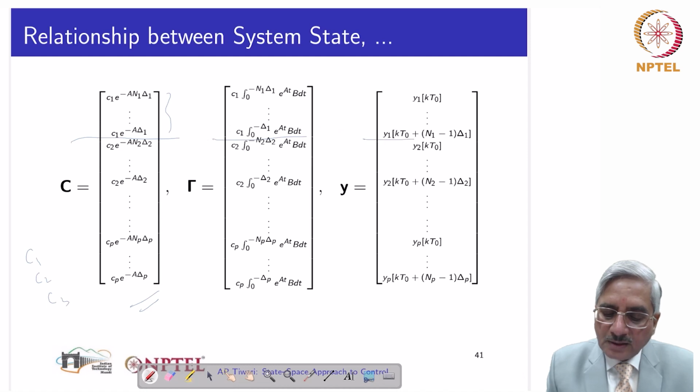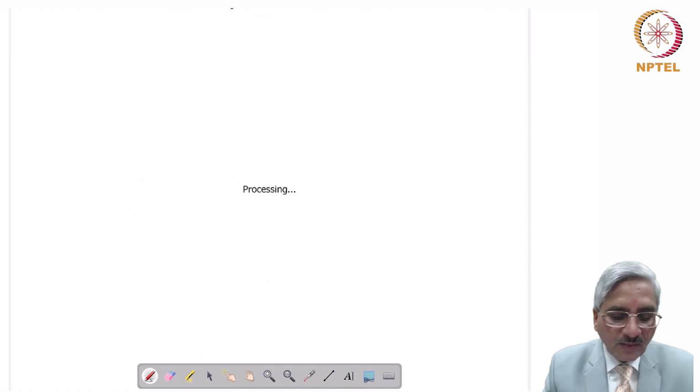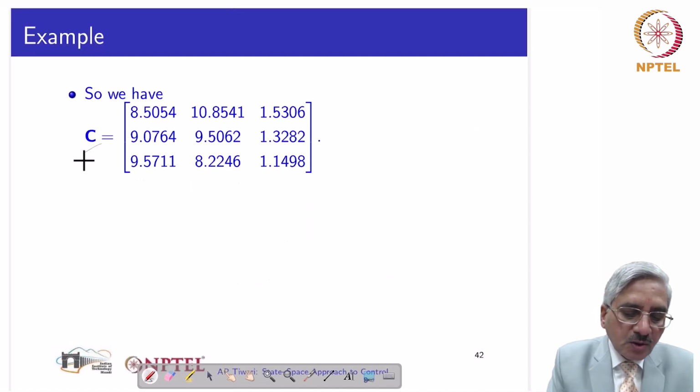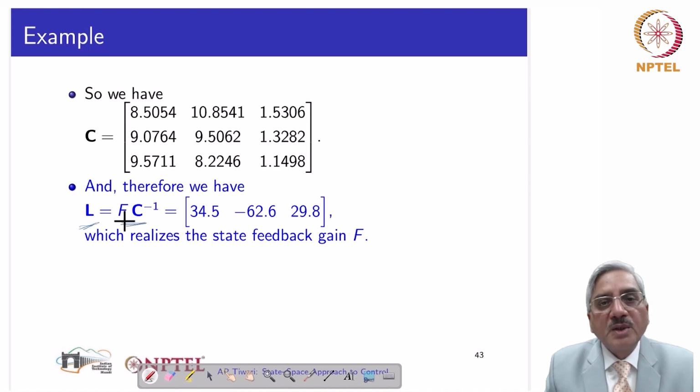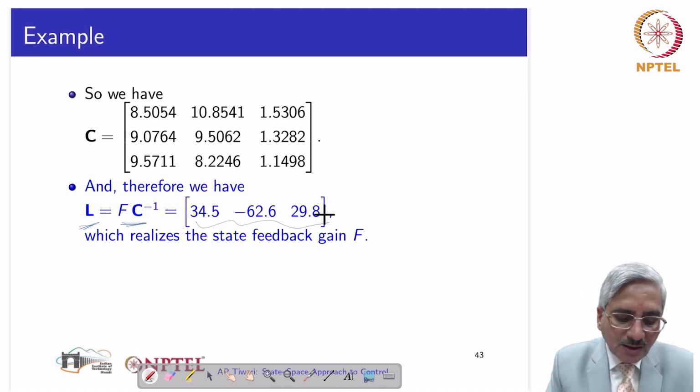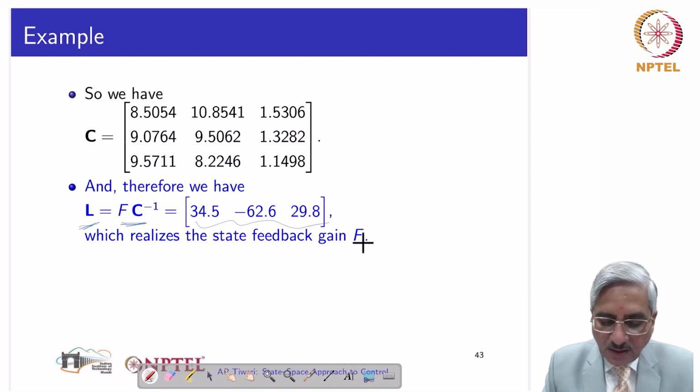Likewise this and likewise this. So we get this bold C, and then we get L by this simple computation, and that L comes as this. And this L will realize the state feedback gain F.